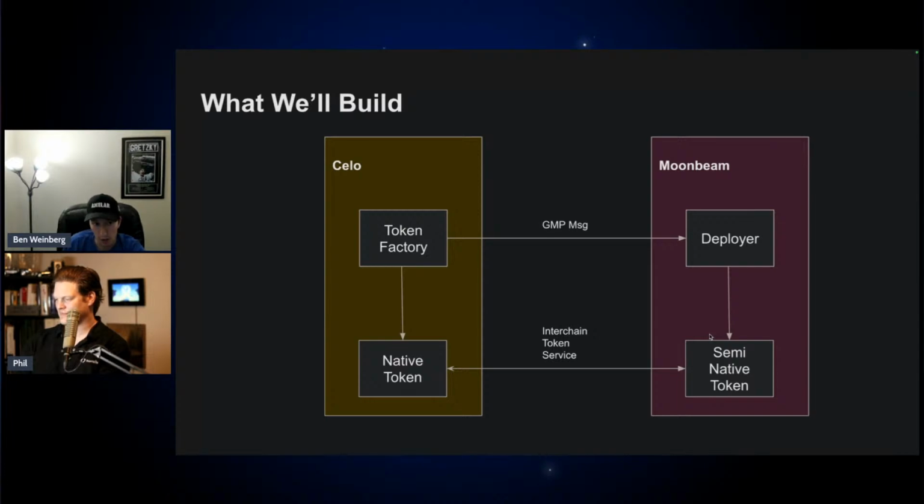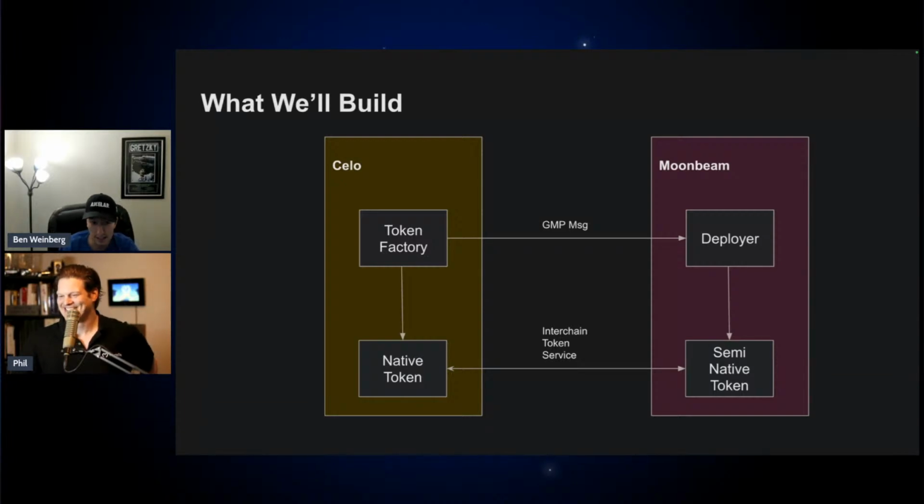And this will be a token which will be on a remote chain, in this case, Moonbeam. And it will be a much lighter version of the native token which we deploy. It'll just have simple minting and burning functionality, none of the extra fancy features that we'll be building on the native token. And this is inspired by real use cases.